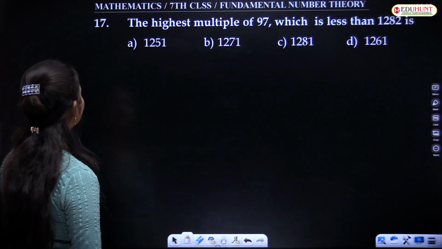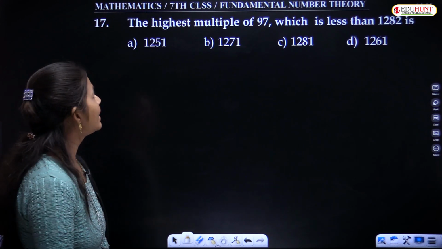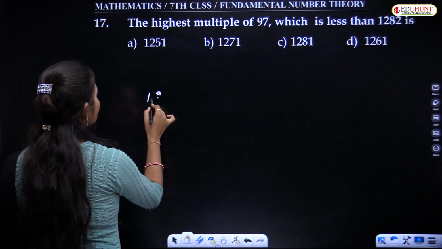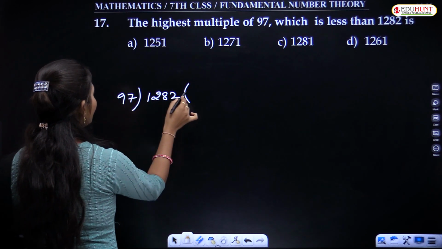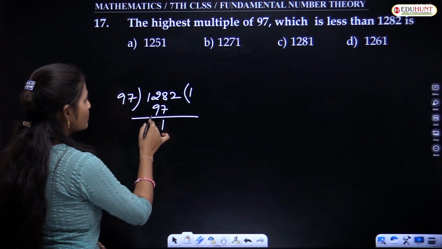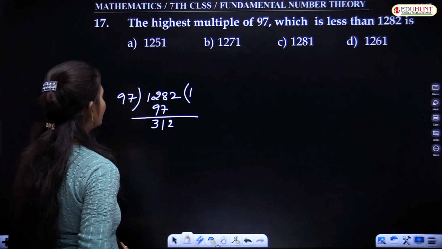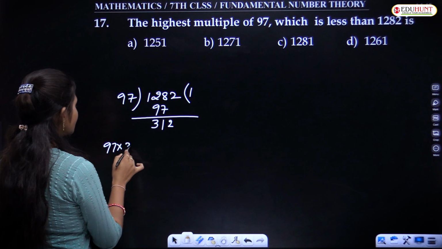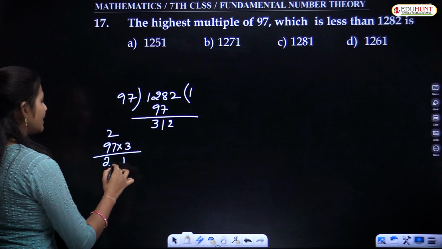Let us see the next one. The highest multiple of 97 less than 1282. So first we need to divide 1282 by 97. Okay, 97 ones are 97. So what is the difference? 8 minus 7 is 1, 12 minus 9 is 3. Now drop down the 2. So the nearest number is 97 into 3. Just check this one: 3 7s 21, 3 9s 27 plus 2, 29.